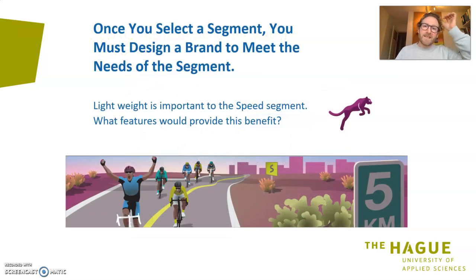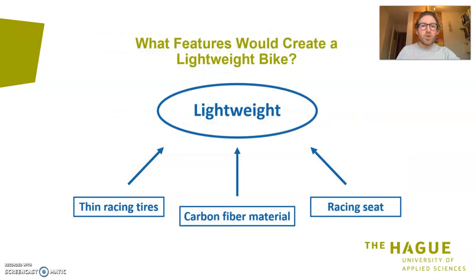So you're going to select a segment and then you're going to design a brand to meet the needs of the segment. So in a speed bike, you can imagine you do not want a heavy bike. It should be light. So what features should benefit this segment? Let's have a look. So a lightweight bike probably has thinner racing tires, carbon fiber, as carbon fiber is a lightweight material, and maybe a racing seat, because a racing seat allows you to go faster.